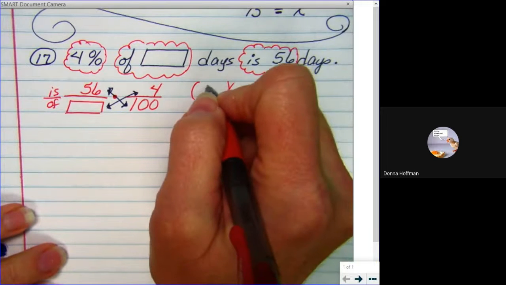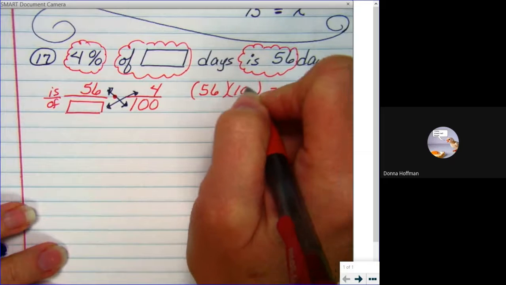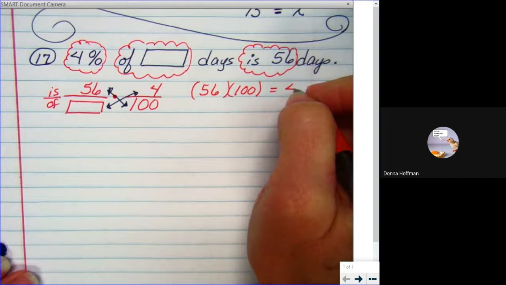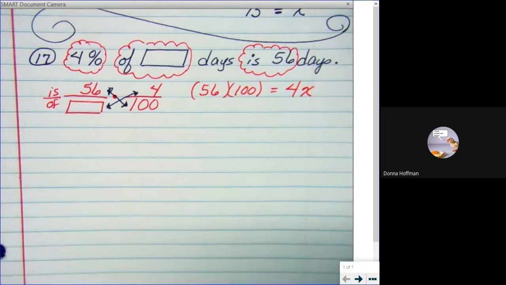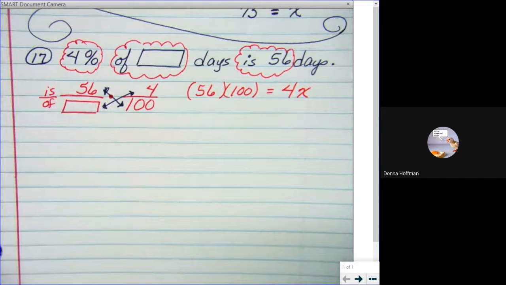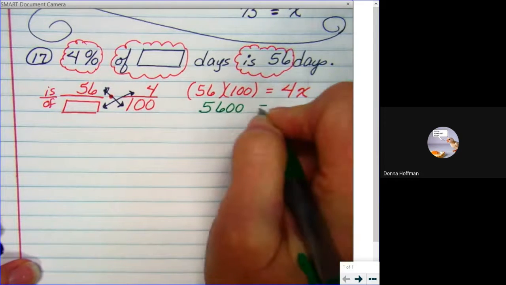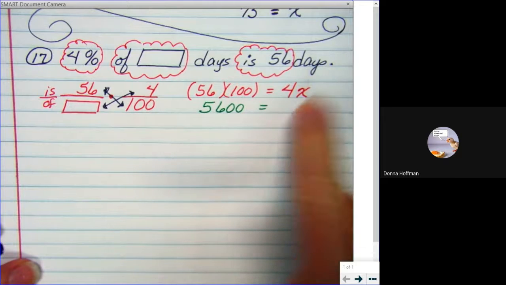56 and 100 goes on the left. So then what would go on the right? 4x. Or 4 in my empty box, right? Yes. Oh, you already have the answer? Oh, okay. So what would I do now? 56 times 100, which gives me 5,600. Good. Did I do anything with the 4x yet? Nope. Just bring it down.